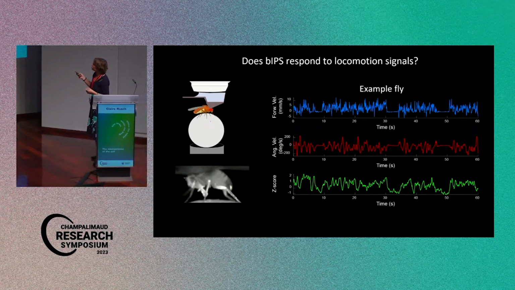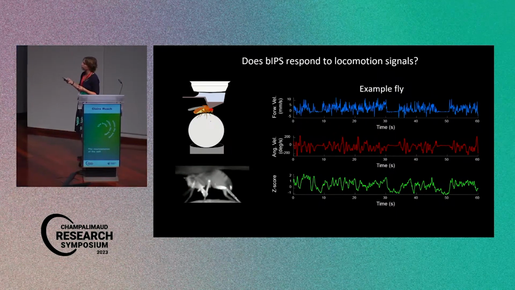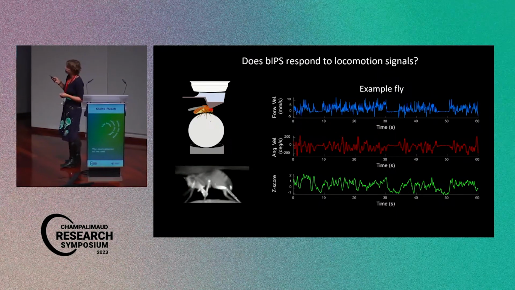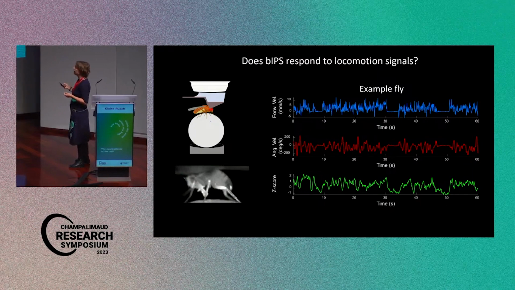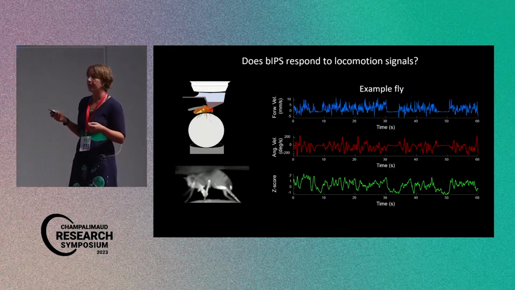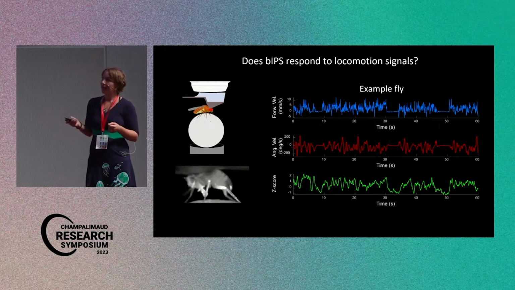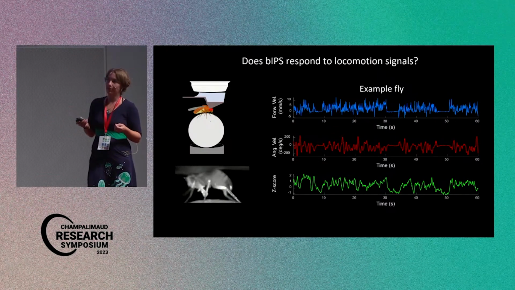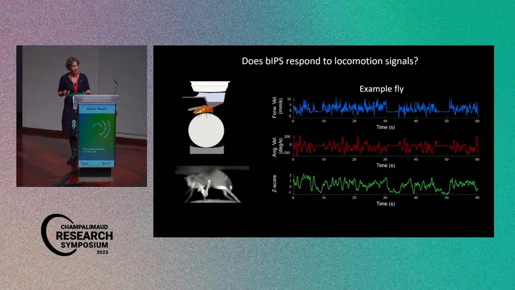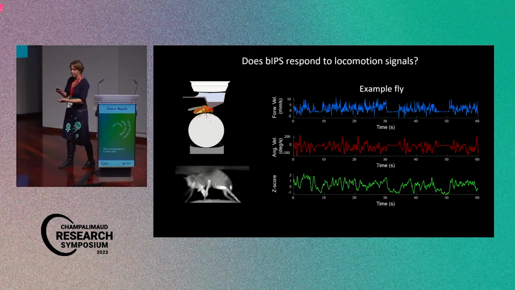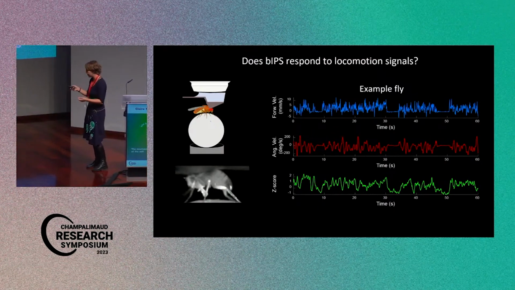So you have the forward velocity. Basically, the rotation of the ball allows us to know how the fly is walking. And we can extract the forward velocity, the angular velocity, so the turn, and the concurrent calcium signal. And I hope that you're also able to see that there's a lot going on here. And it's really not that easy to analyze this kind of data because you don't have a clear stimulus that you can say, oh, what is the calcium signal when this is happening?